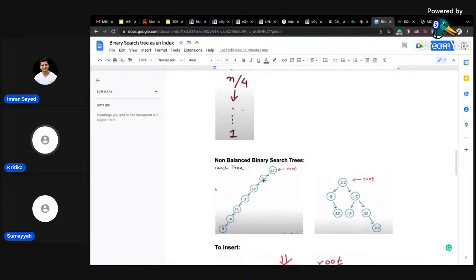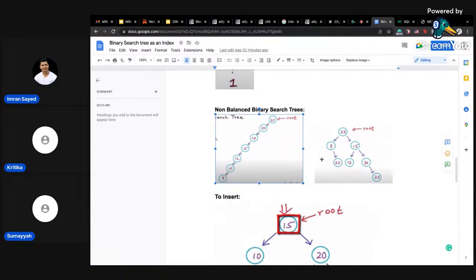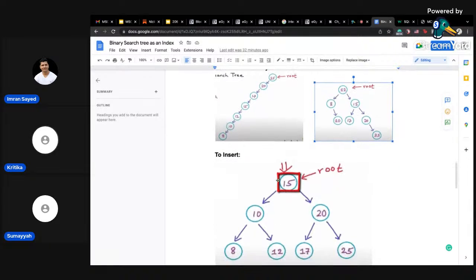For example, this one on the left side is 1, 2, 3, 4, 5, 6, and on the right side there's none. Which means that's a huge difference. So this is not a balanced tree, and this is also not balanced. So for our binary search tree as indexes, these two are incorrect. It should be balanced, which means it will be in this format.